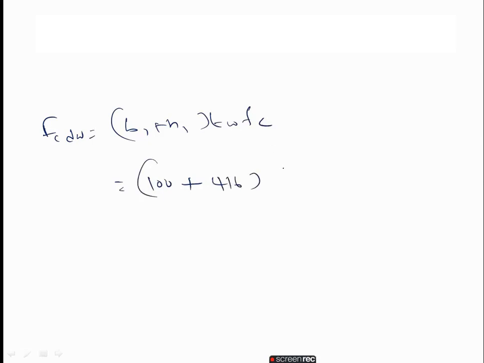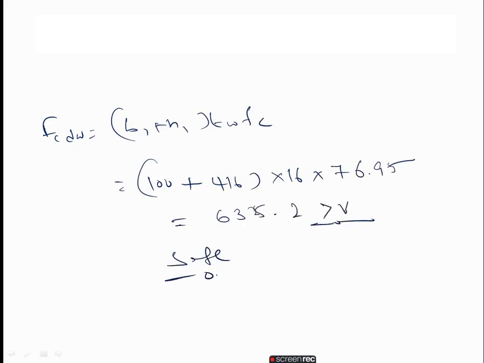Now the FCW formula is B1 plus N1 into tw into FC. B1 is 100 and N1 is 416. Again tw is 16, FC is 76.95. You will get 6635.2, which is greater than the shear force. So hence it is safe.